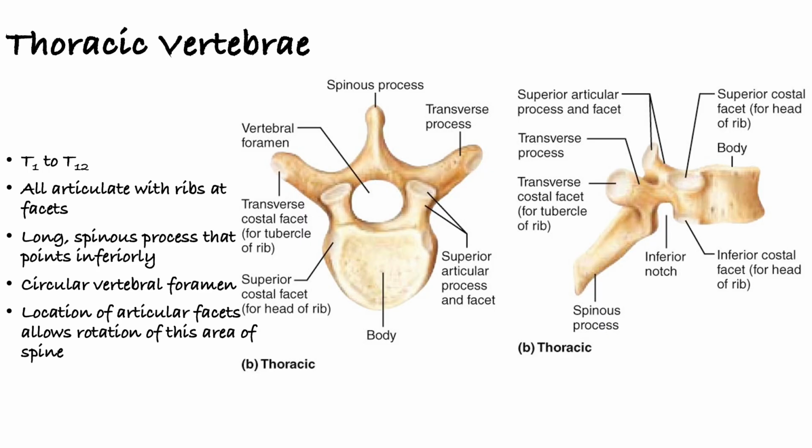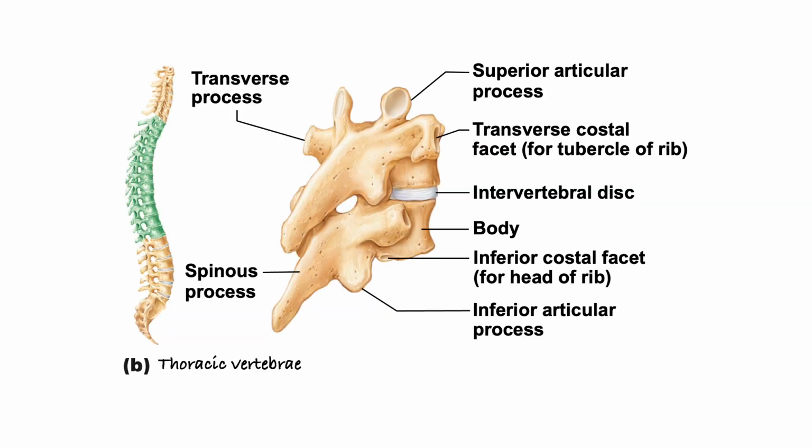So here's the thoracic vertebrae. If you remember, this is when we talked about the general structure of a vertebra. This one goes T1 to T12, and as I mentioned, all will articulate with the ribs at the facets. They have a long spinous process that points inferiorly, and their vertebral foramen, where we're going to find the spinal cord right here, is going to be circular. The location of their articular facets actually allows for rotation of this area of the spine. You can see your superior articular facet and then the inferior articular facets in there. Like I mentioned, their spinous process will project a little bit more inferiorly when you compare it with the other types of vertebrae.